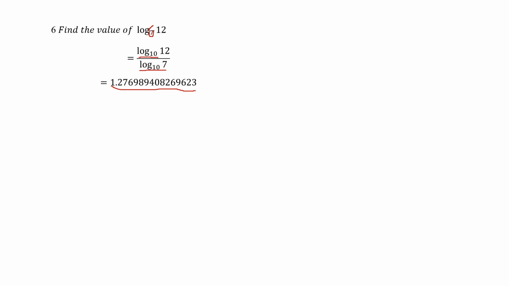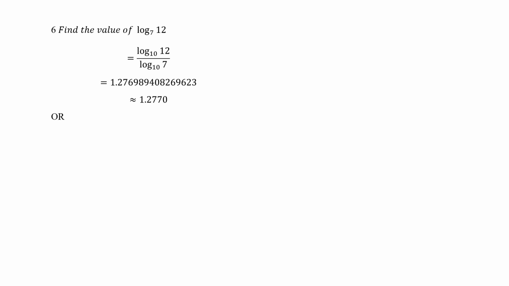Then we round off the answer to 4 decimal places as 1.2770. Rounding off to 4 decimal places, I'm having my 4 decimal places there, but this 8 is going to make an addition of 1, and the 1 here will make the 6 become a 7 for it to remain a 0. That is why I'm having 1.2770.